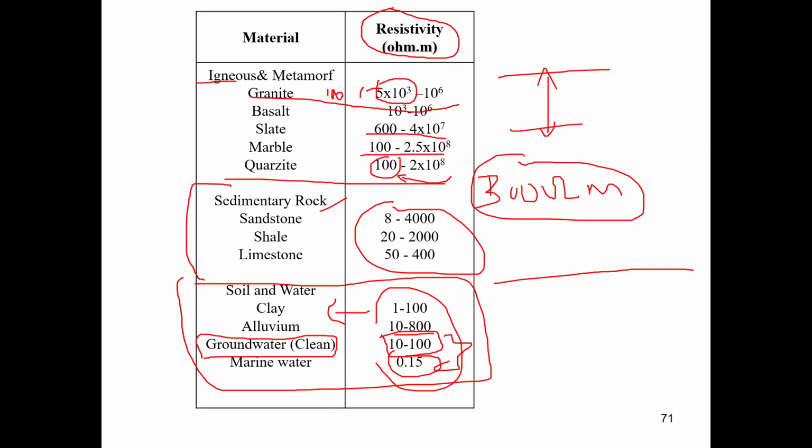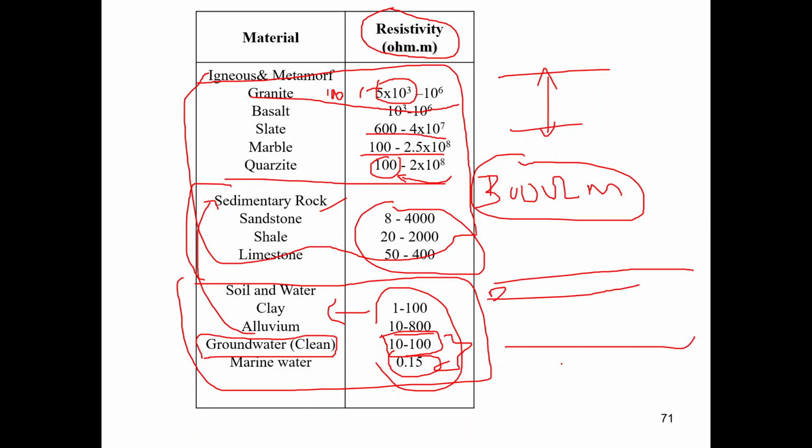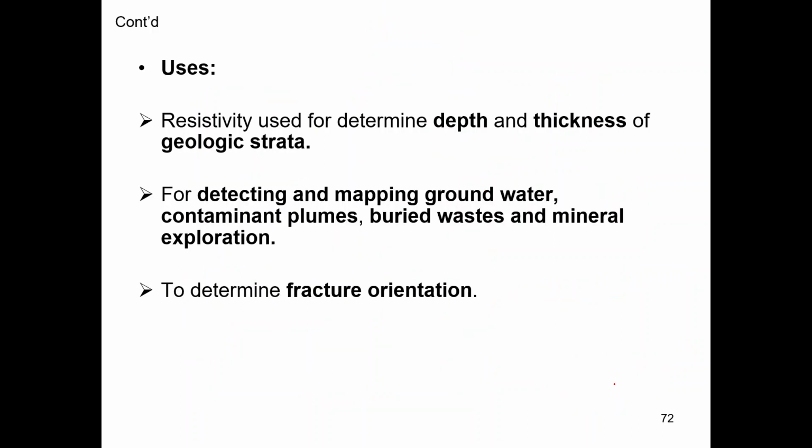But for igneous rock, normally they hugely depend on the groundwater table. If we have a very shallow groundwater table, even if we have rock underneath, the rock is very highly fractured. Normally our resistivity value will be very low, less than 100. So resistivity will be able to determine depth, thickness, and geological strata, and detect groundwater or contaminants or any buried waste, or for mineral exploration. Sometimes you can also use it for fracture and foundation investigation.